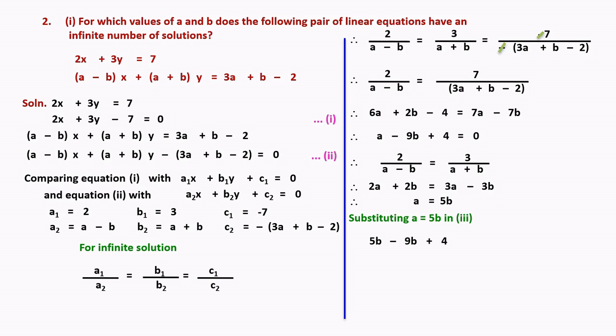Now substitute a equals 5b into the next ratio. We get a minus 9b plus 4 equals 0. Substitute a equals 5b. 5b minus 9b plus 4 equals 0. This gives minus 4b plus 4 equals 0. So, b equals 1. Now substitute b equals 1 into a equals 5b. a equals 5. Final answer. a equals 5 and b equals 1.